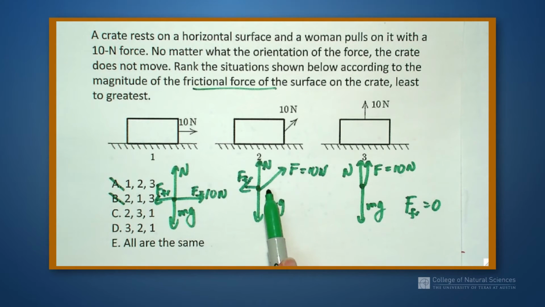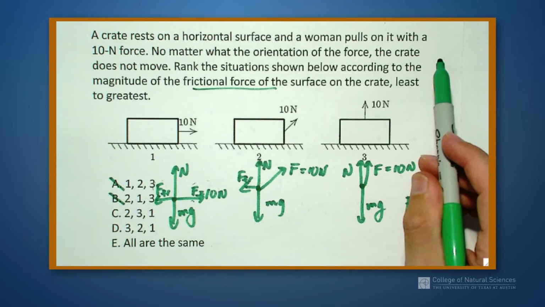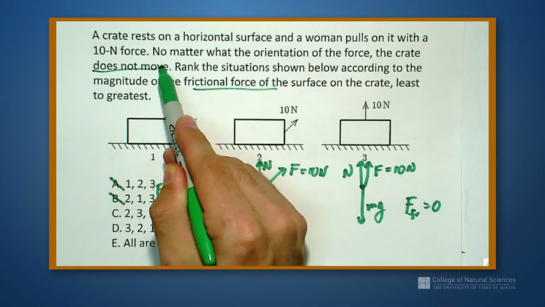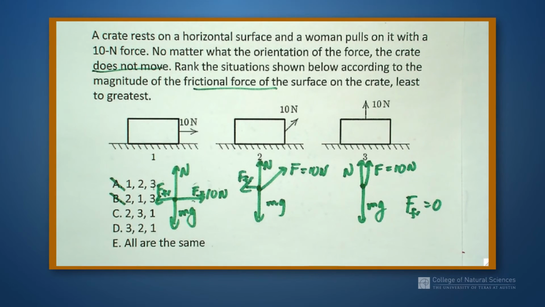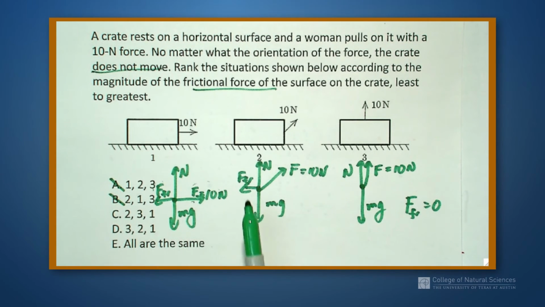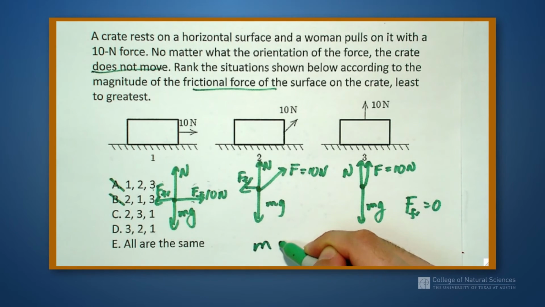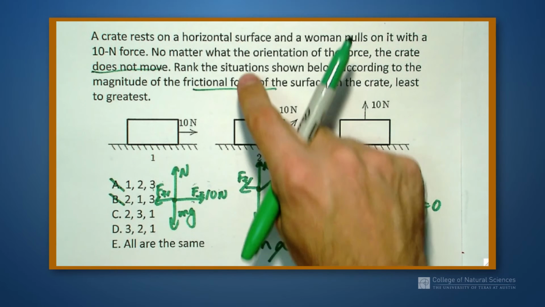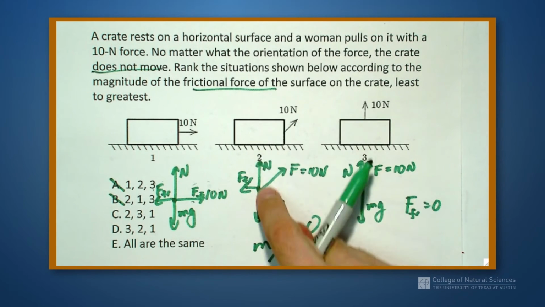So if I just look at the pictures, the more this one pulls up, the less it is in the horizontal direction. This one is all in the horizontal direction, which means the friction force is pulling directly against this one. And we're dealing with it where it doesn't move. So we're looking at the static case, which means that the left-right motion has to be equal to 0. In the horizontal direction, it has to be 0. In the vertical direction, it has to be 0.